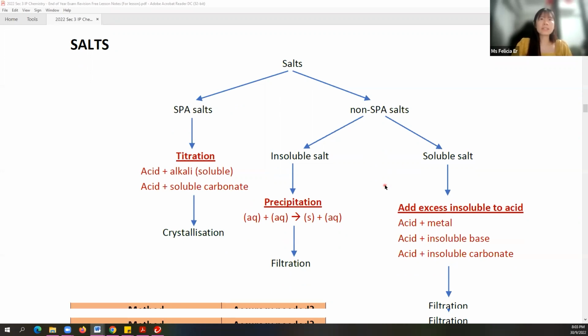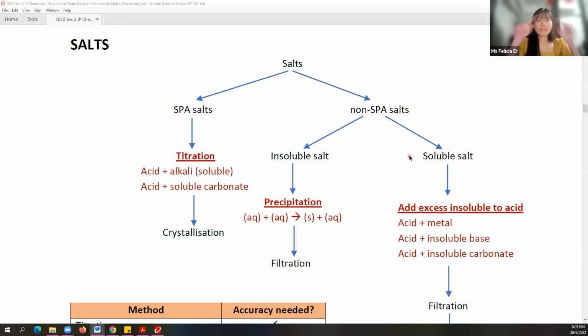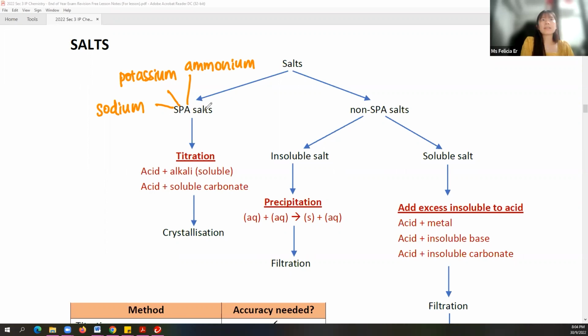Okay, so how you remember is, I don't like the flowchart in the notes, because usually the notes or textbook flowchart is very hard to remember. So for me, the way I remember is I go by whether it is SPA or non-SPA. SPA over here refers to sodium, potassium, ammonium, okay? So if you look at the chemical formula of the salt, maybe I say I want to prepare potassium nitrate. If it's potassium nitrate, it will be the left side over here. Then it will be an SPA salt. That means you should use the titration method.